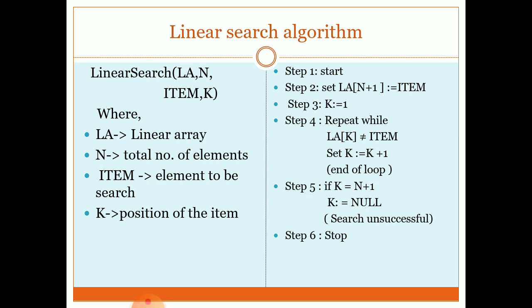Clear? Whatever the number of elements, you have to add the element that I want to search at the last, meaning N plus 1. I already have N elements, so at the next position I am adding the item. So in step 2 I set LA of N plus 1, my next position, equal to item. So here I am adding item at the LA of N plus 1 position. Clear? The element is added at the last.